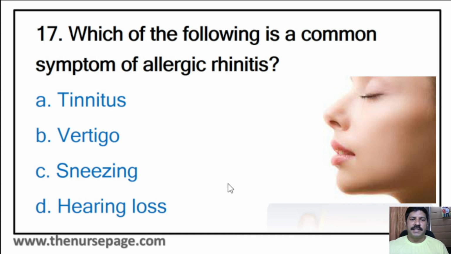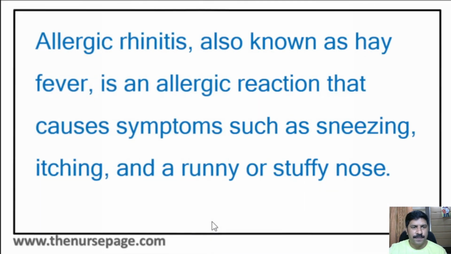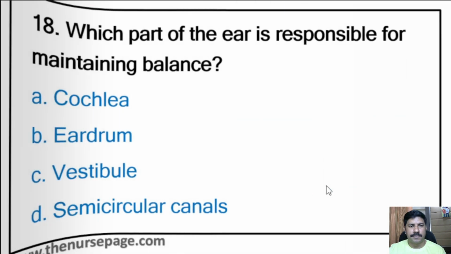Which of the following is a common symptom of allergic rhinitis? Tinnitus, vertigo, sneezing, hearing loss. Correct answer here, sneezing. Sneezing is a common symptom of allergic rhinitis. Allergic rhinitis, also known as hay fever, is an allergic reaction that causes symptoms such as sneezing, itching, and a runny or stuffy nose.